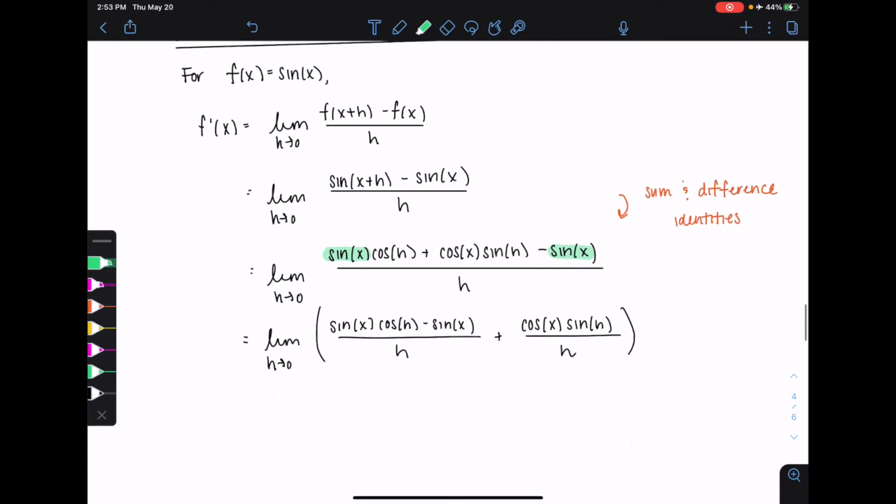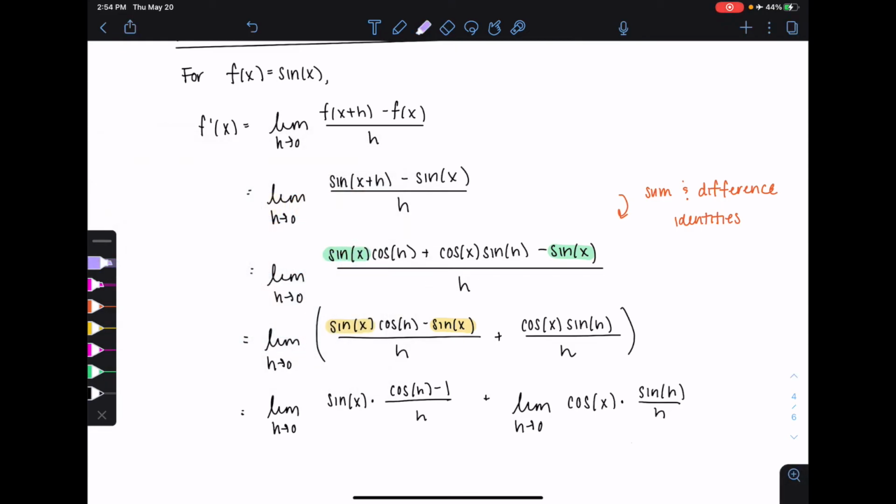Now within here, I've got some pieces. These both have a sine of x in common, so I can take that out. That's going to give me sine of x times cosine of h minus 1 over h. And here, I'm going to split apart the piece so I have the h's together and the x's together as my input.